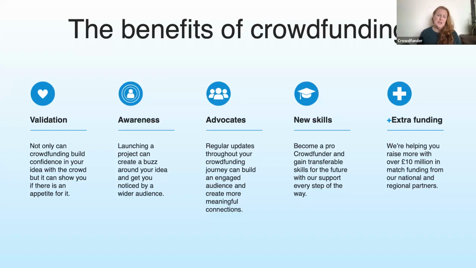And of course, we have that extra funding. So we have over £10 million worth of match funding available from those regional and national partners. Each of those different match funds do come with their own eligibility criteria. It's definitely worth having a look at the extra funding page itself on our website. They are all categorized by location. So you'll see our national funds, and then for different areas of the UK, see what's available in your area and if you might be eligible to apply.